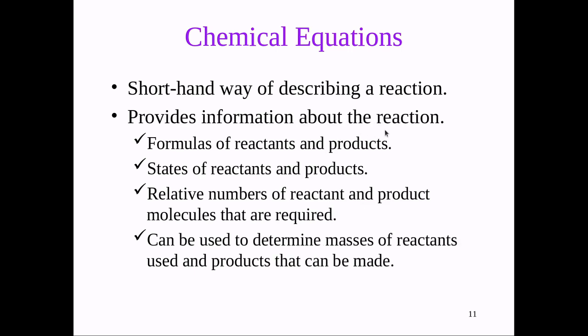It provides information about the reaction. It gives you the formulas of both the reactants and the products. It tells you about the states of the reactants and products, meaning like solid, liquid, gas, etc. It gives you relative numbers of the reactants and products that are required for the reaction to take place. And it can be used to determine the masses of the reactants used and the products that can be made. So we can start to get a sense of our scale. If I add this much of this and this much of that, how much product am I going to be able to produce?